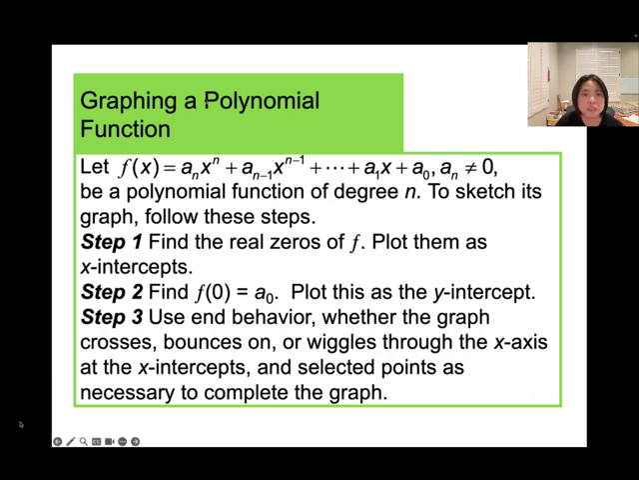Okay, graphing polynomial functions. We have a function f(x) be a polynomial function of degree n. To sketch its graph, follow these steps. Step 1, find the real zeros of f.